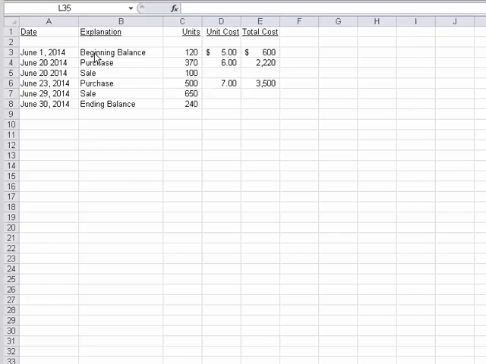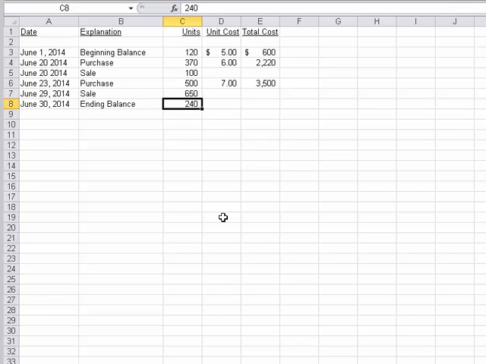And we're going to assume we started off with 120 units at a cost of $5. So that's $600 of inventory cost in beginning inventory. Then on June 20th we had a purchase. On June 20th we also had a sale. On June 23rd we had a purchase. On June 29th we have a sale. And at June 30th we have ending inventory of 240 units.